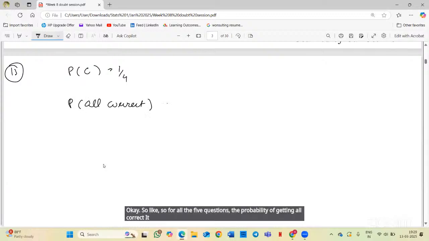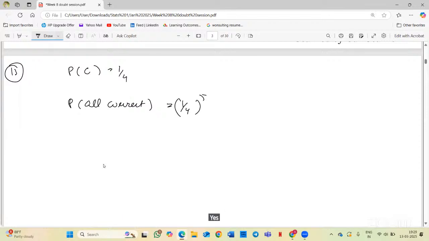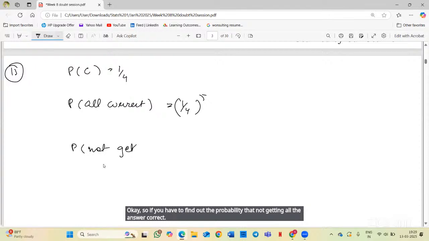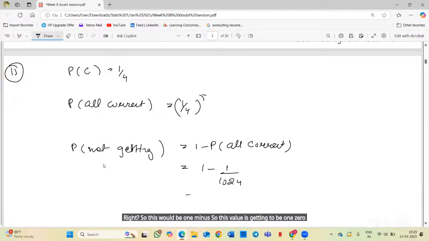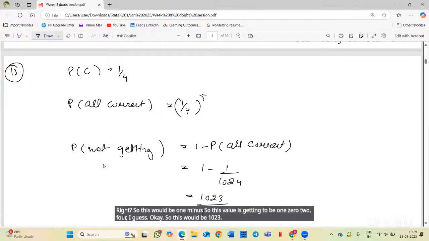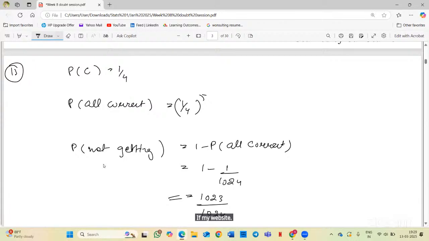So for all the 5 questions, the probability of getting all correct would be 1/4 raised to the power 5. Yes, ma'am. Okay. So if we have to find the probability of not getting all the answers correct, it would be 1 minus the probability of getting all correct. So this value comes to be 1024, I guess. Okay. So this would be 1023 divided by 1024. So this is my approach.